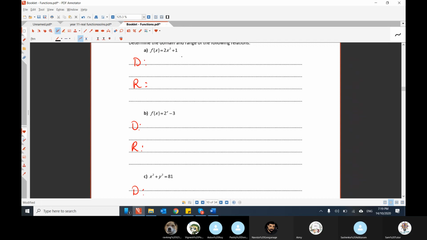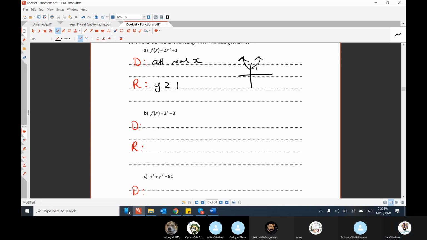First one. For A, I got domain is all real x, and range is y is greater than or equal to 1. You are correct. It's essentially a parabola that's been shifted up 1. So y is greater than or equal to 1. Perfect.